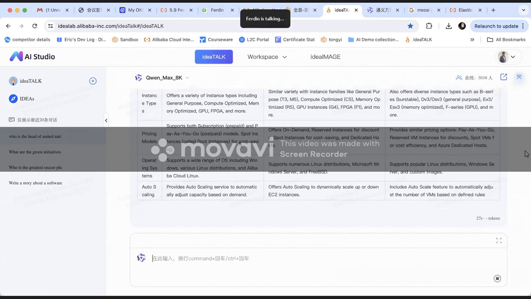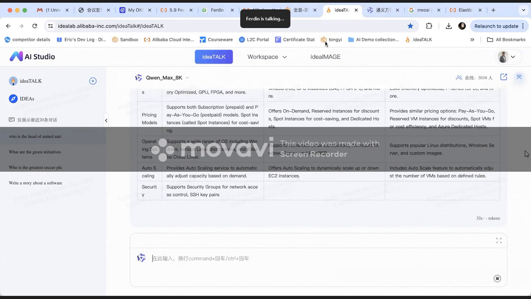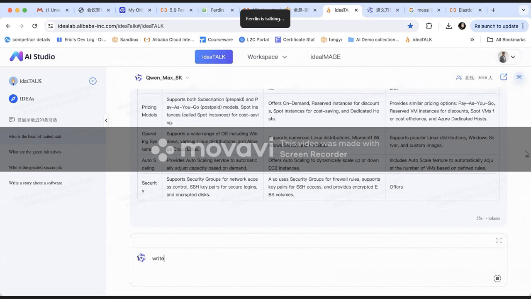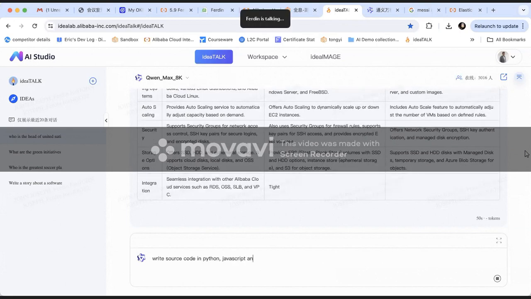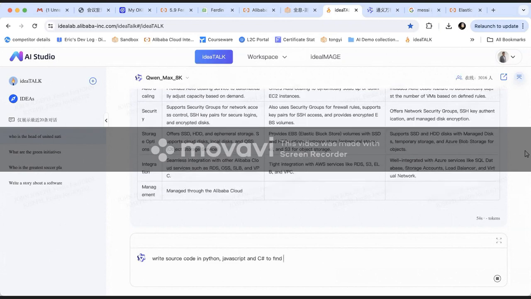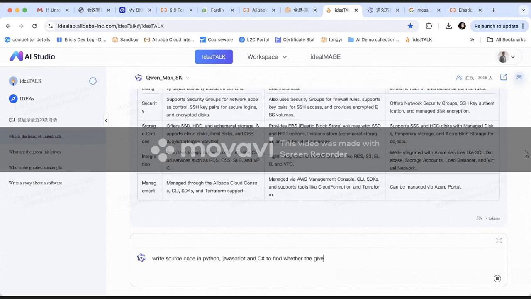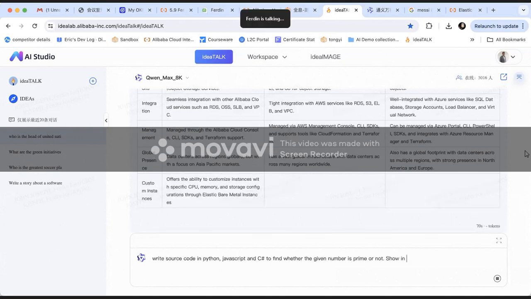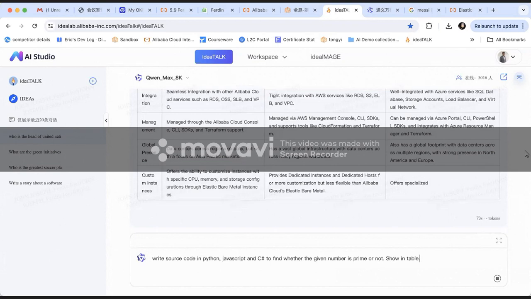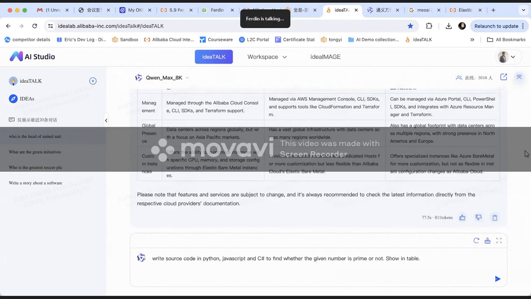Or even I will show the coding also, like in comparison, you can see like write source code in Python, JavaScript, and C sharp to find whether the given number is prime or not. Show in table. So I have given that prompt. So let's wait for this one to complete. And then I have given the next prompt.